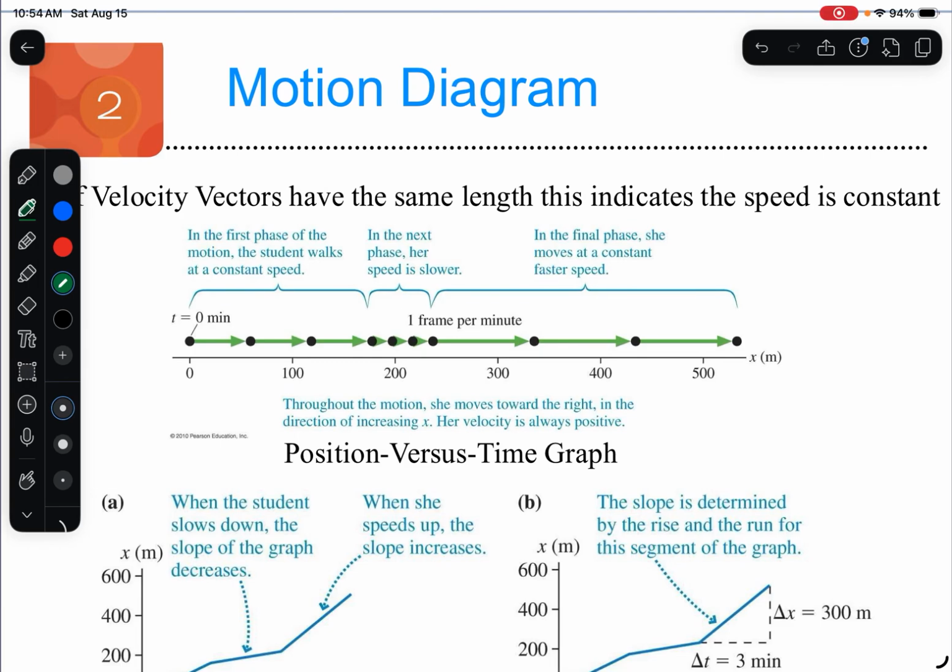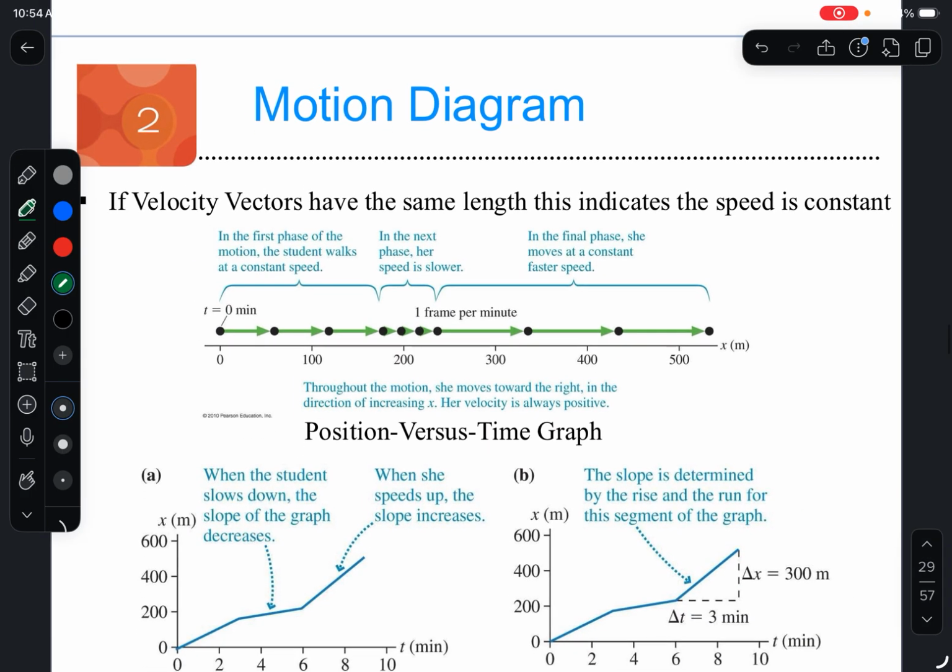Okay, picking up with our recorded lecture, this is Chapter 2, Part 3. What we're looking at is a motion diagram, and what you see is three distinctly different phases. Notice that if the velocity vectors have the same length, that indicates the speed is constant. So in our first phase, our speed's not changing, so we have a constant speed. In our second phase, our speed's a little slower, and in our third phase, we move to a faster speed.